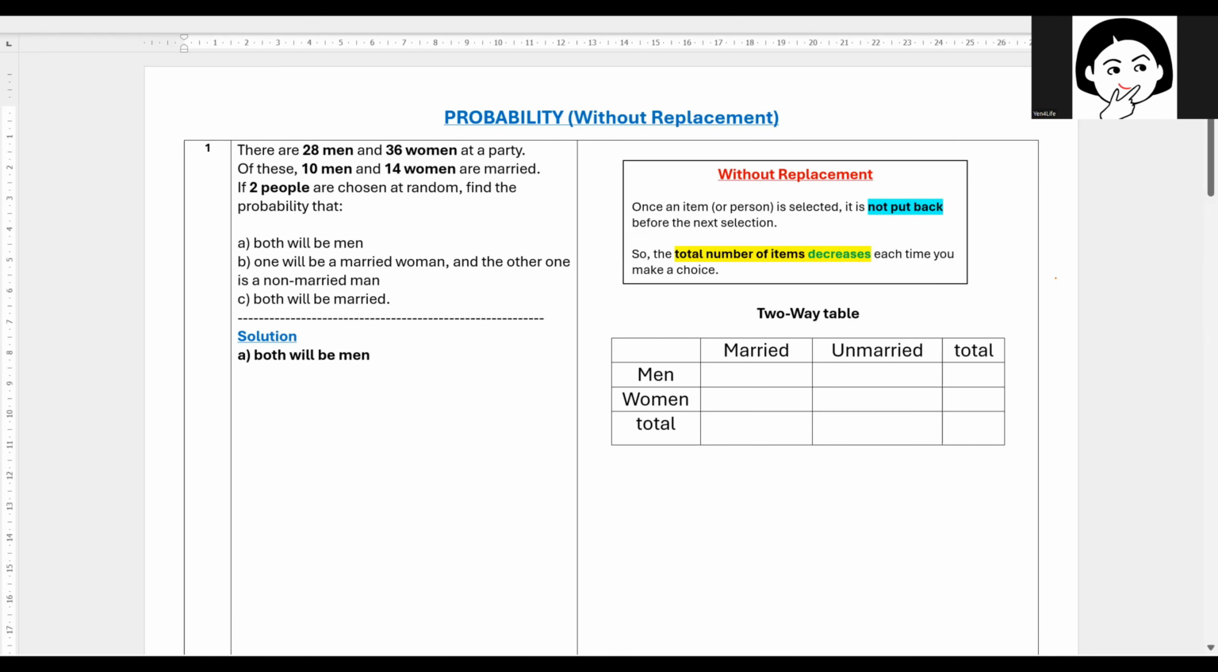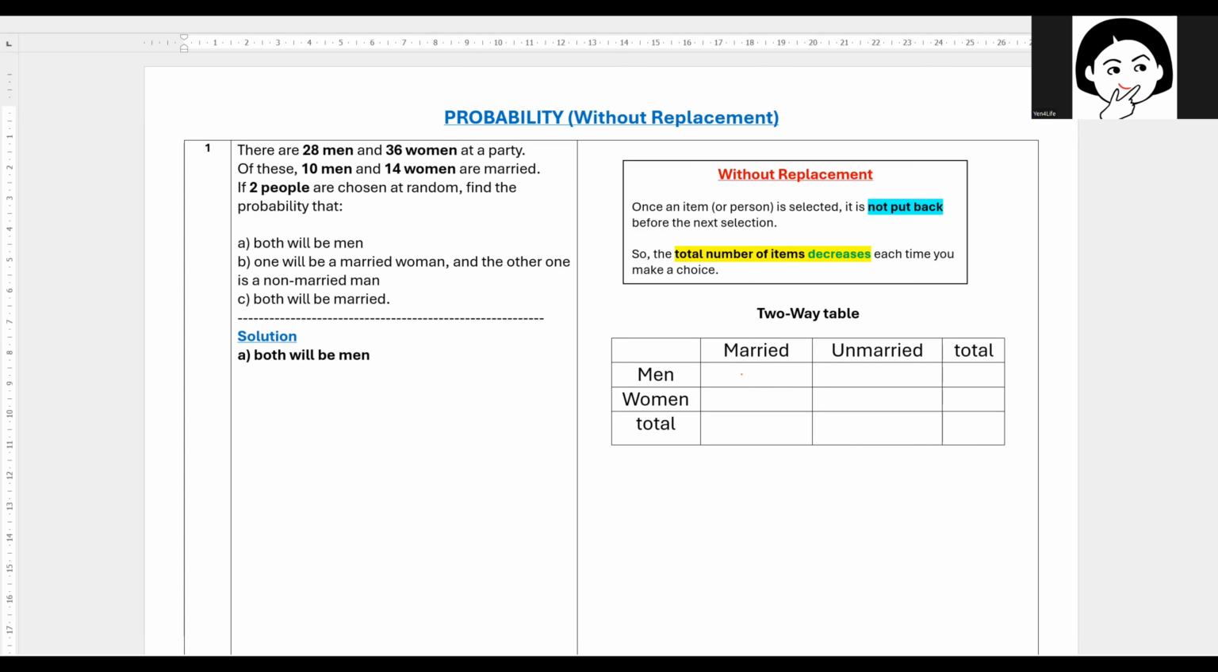Now, I wouldn't draw a tree diagram for this question because it has overlapping categories like men, women, married, unmarried. It's too messy and complicated. So I will use a two-way table on the screen, and put all the information onto the two-way table.